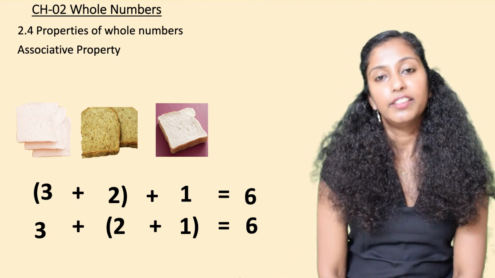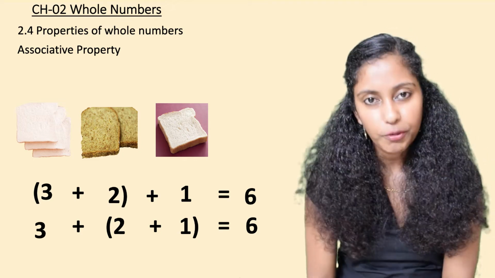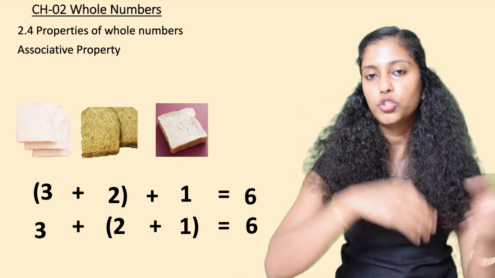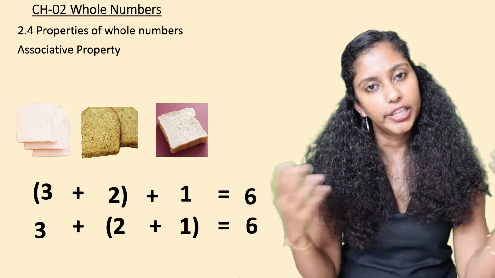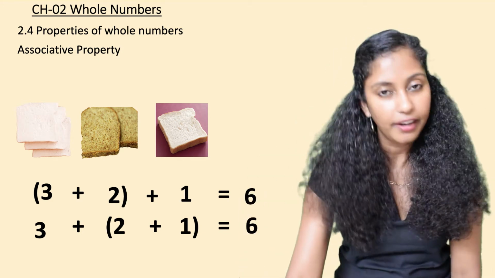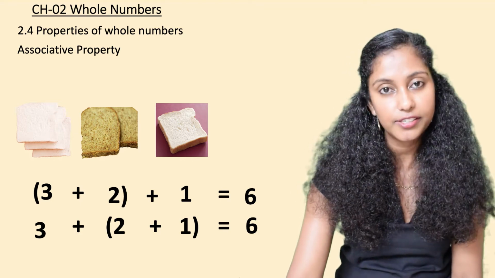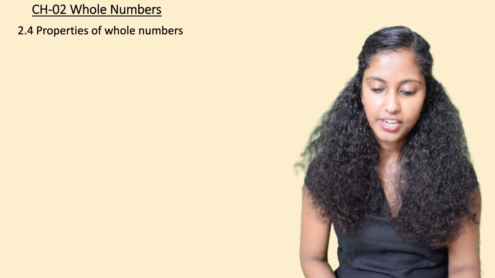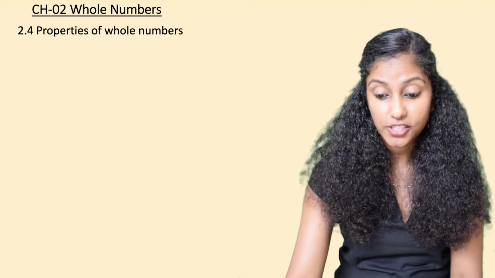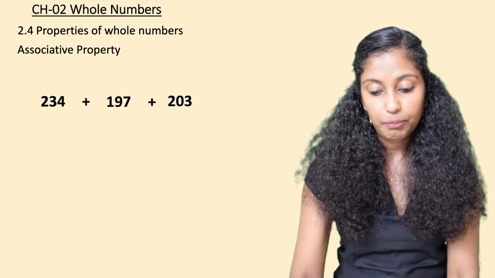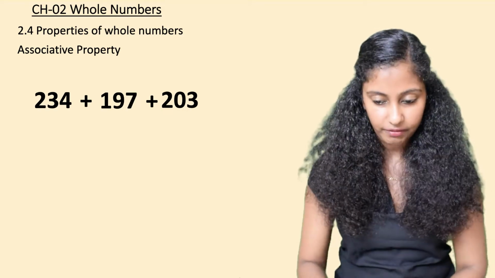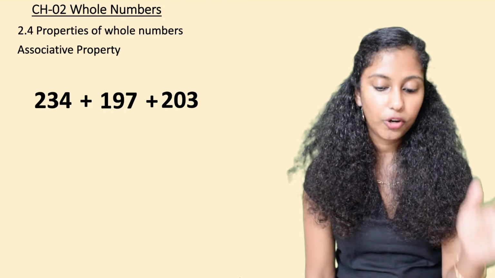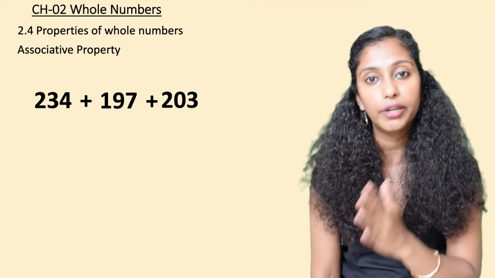So we see that whole numbers have the property of associativity under addition: if you change the grouping of numbers, there is no change at all, the answer remains the same. This is called the associative property of addition. Let us check if such associativity is applicable in case of subtraction. We'll check that later. Here there is one example given where we have 234 plus 197 plus 203.